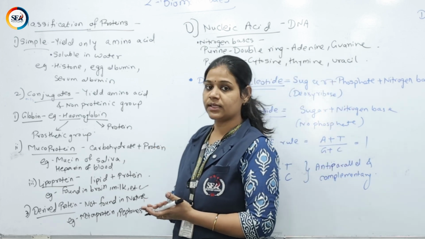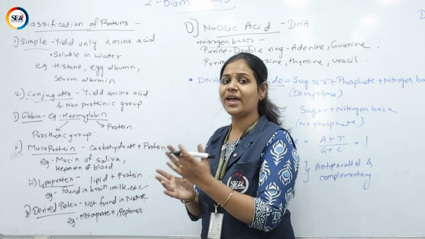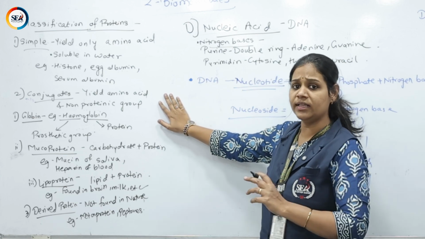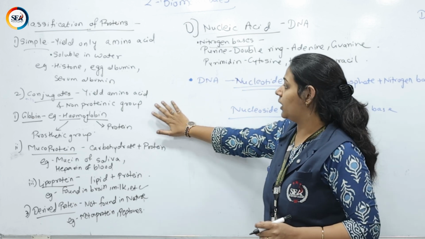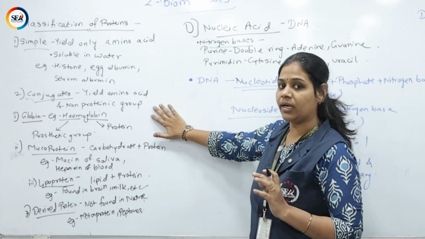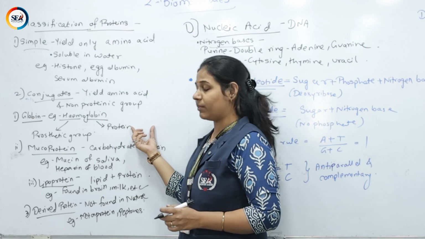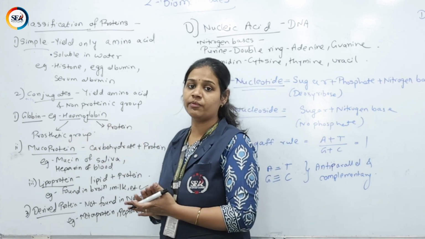Second, conjugated proteins. What are conjugated proteins? When they are broken down, they will yield amino acids along with another non-proteinic group. Example, hemoglobin. In hemoglobin, globin is the proteinic part and heme is the prosthetic group which contains iron.